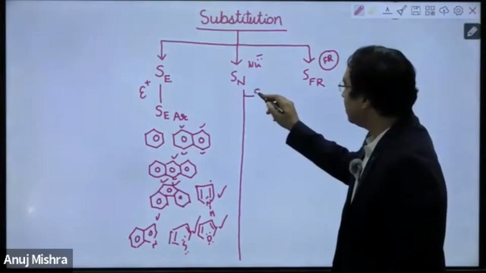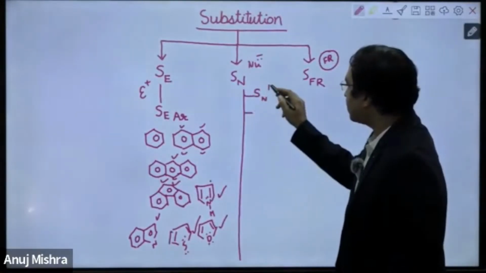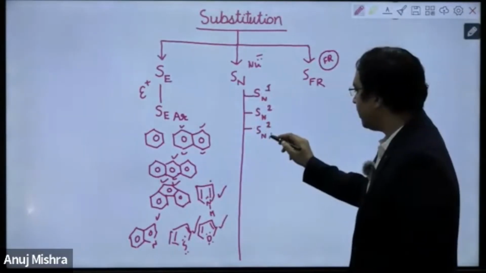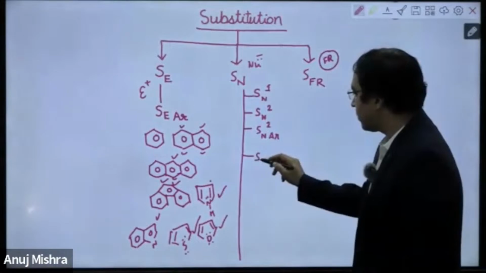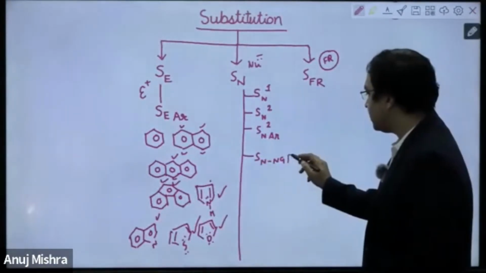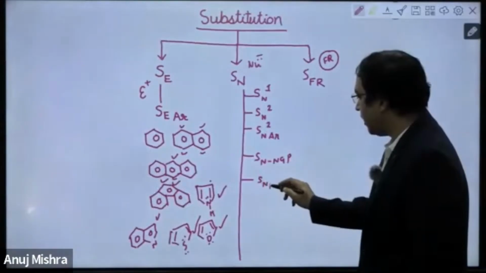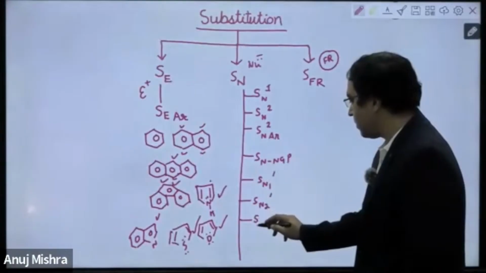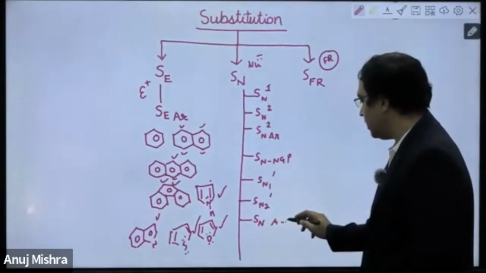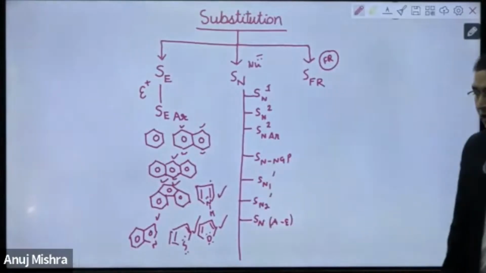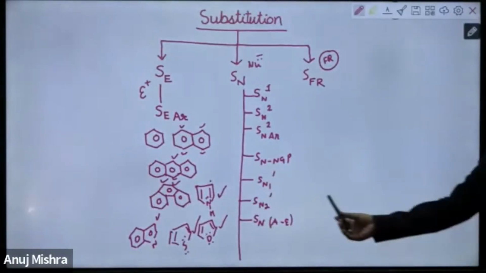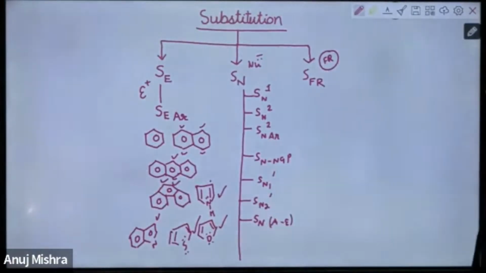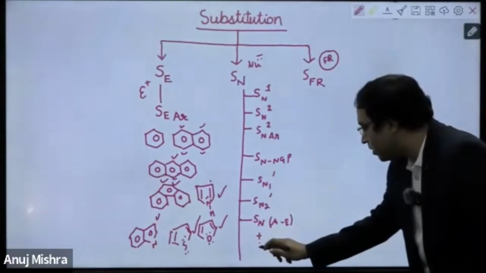Let me tell you what all will come here. I'll get the index written down. SN1, SN2, SN2AR, SNNGP, neighboring group participation, SN1 prime, SN2 prime, SN which is AE. We will discuss what this is too. Okay, addition elimination which looks like substitution. So addition elimination which is actually substitution, that is this one, and many more.